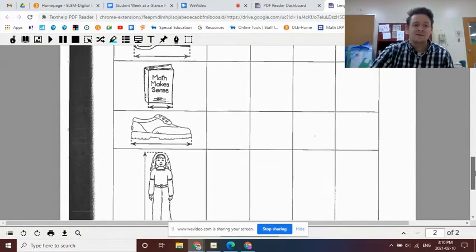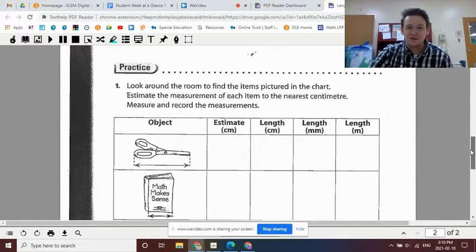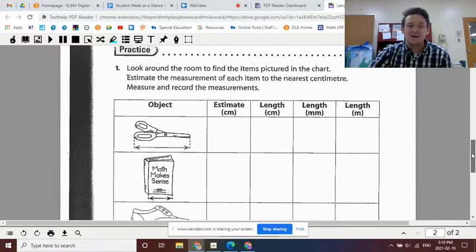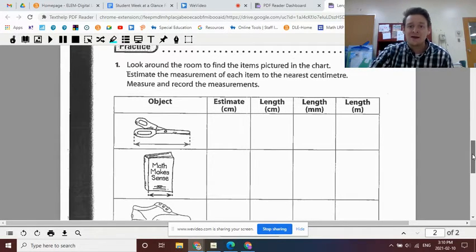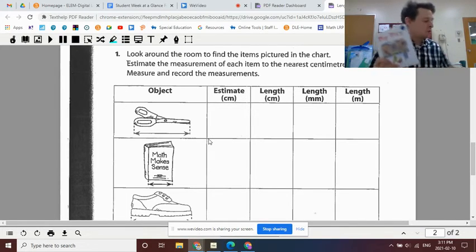On the back side, we have scissors, a book, a shoe, and a person. What you're going to do is estimate and measure, rounding to the nearest centimeter and meter in length. So you're going to estimate in centimeters how long a pair of scissors is. I'm going to see if I have scissors. I don't, but I have a book. So I'm going to grab a book and estimate the book. It says Math Makes Sense, which is a textbook, but you could pick any book you want.